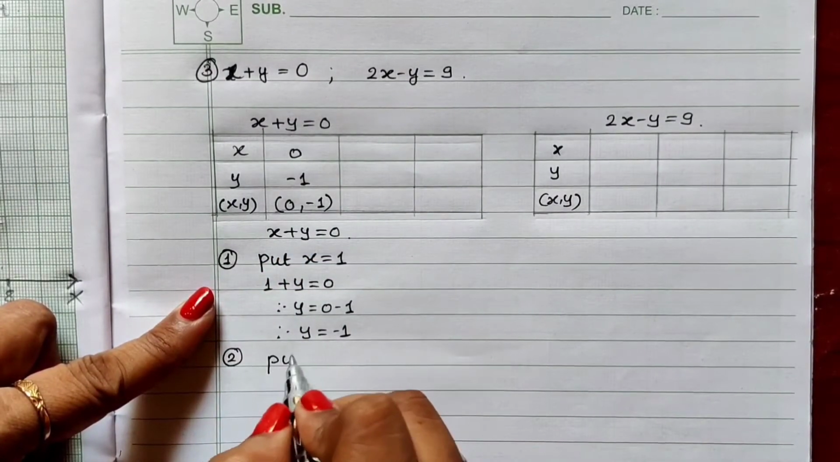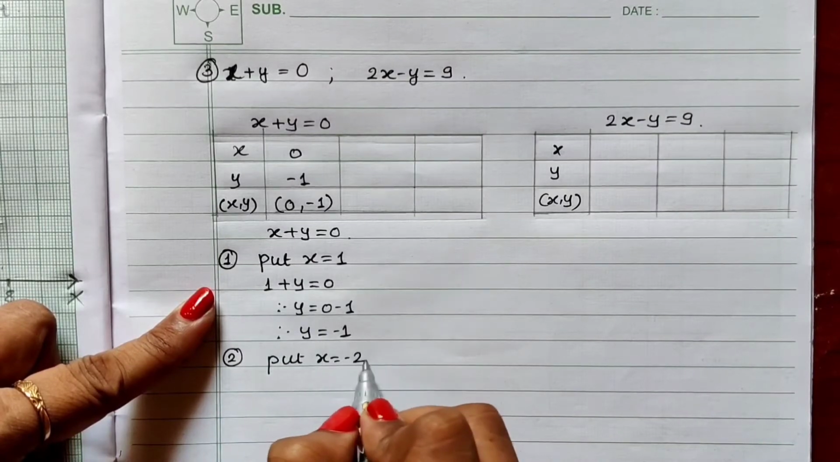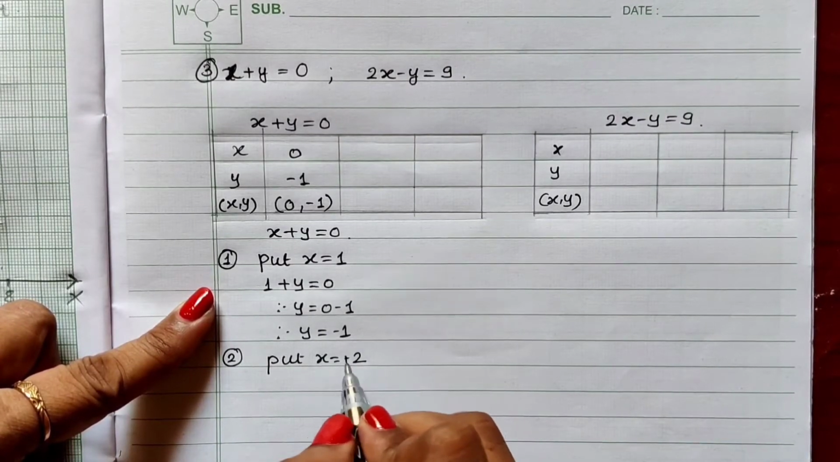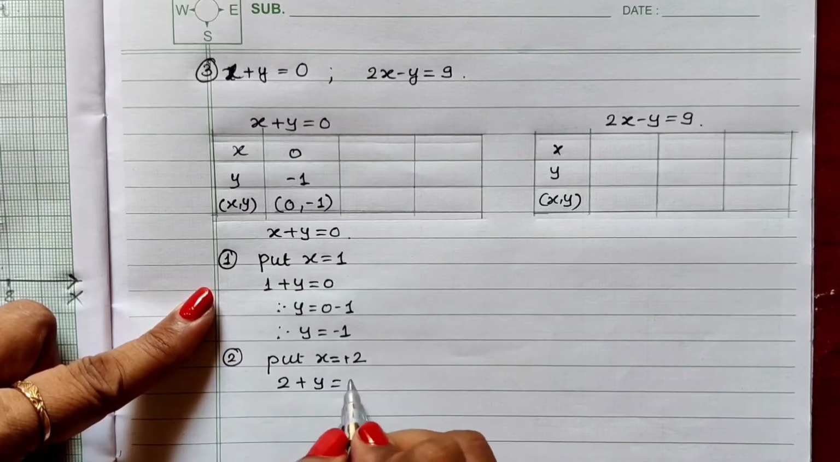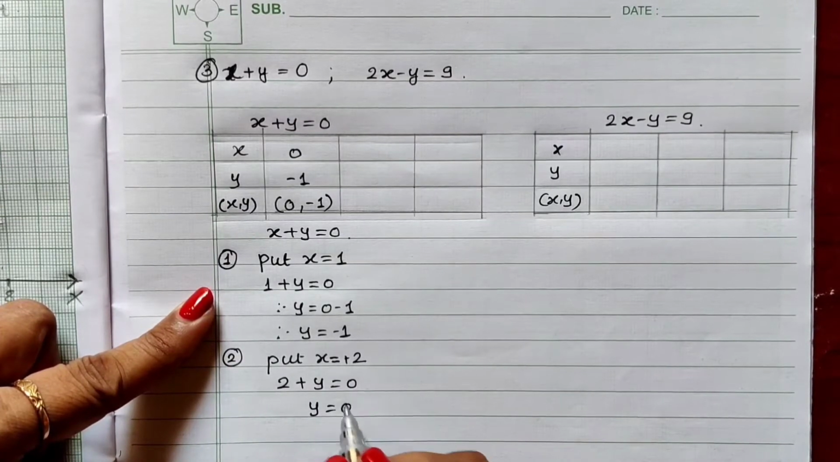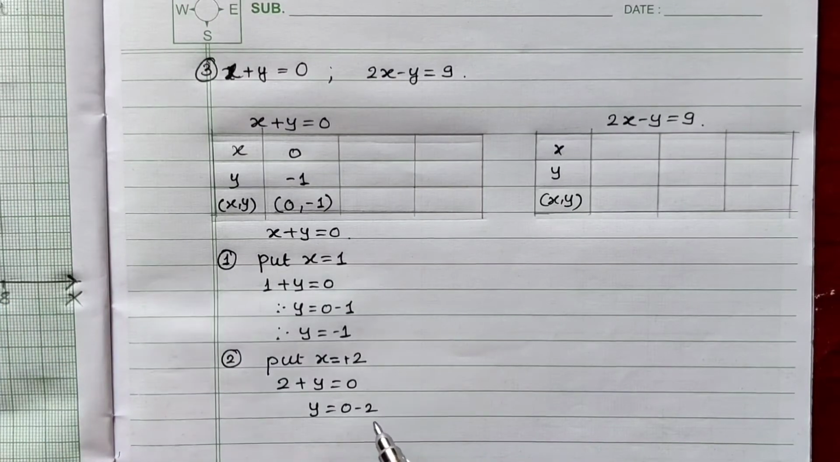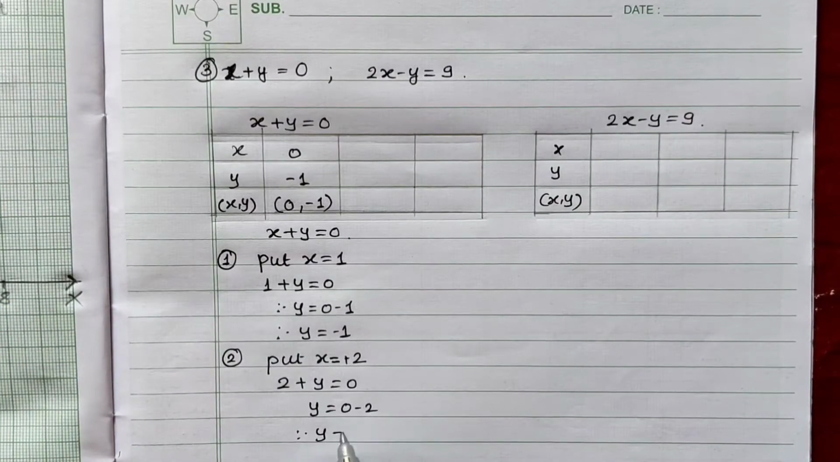If I put x is equal to minus 2, then plus 2. Then it is 2 plus y is equal to 0. Y is equal to 0 minus 2. This plus 2 will become minus 2, and hence y is equal to minus 2.